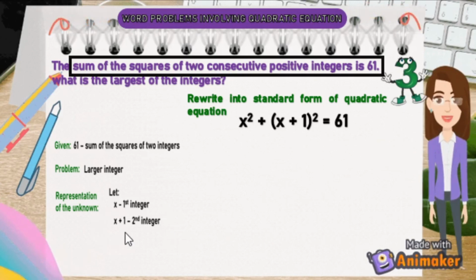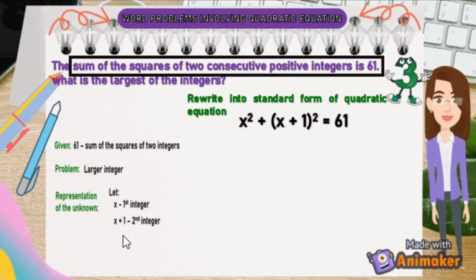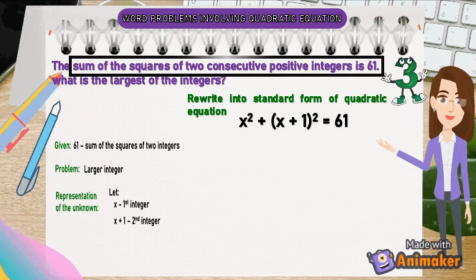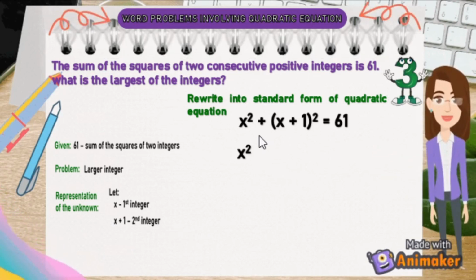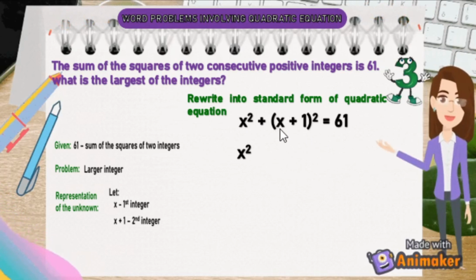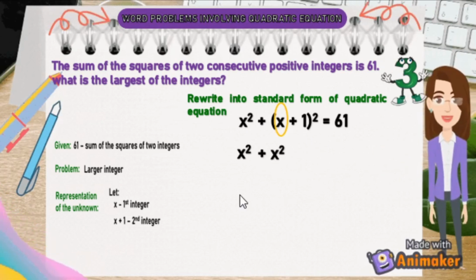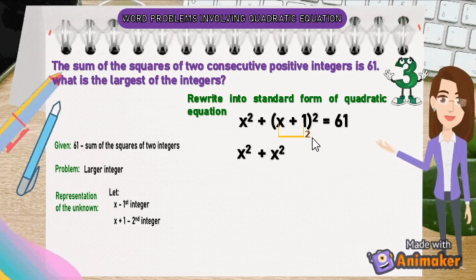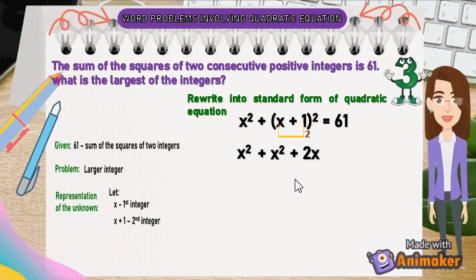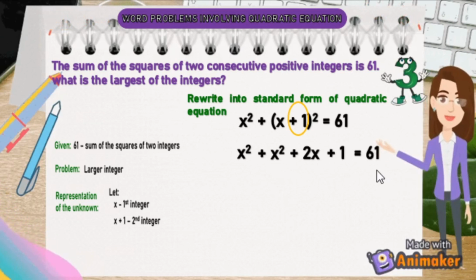So, in-square natin yung nilet natin na x at saka x plus 1. Now, copy natin si x squared. So, ito yan. And then, expand natin itong square of binomial x plus 1. So, square the first term, which is yung ating x. So, x squared. And then, multiply the first and second term. So, multiply natin to x times 1 is x times 2 is 2x. And then, square the last term, which is 1. So, 1 squared or 1 times 1 is positive 1 is equal to 61.